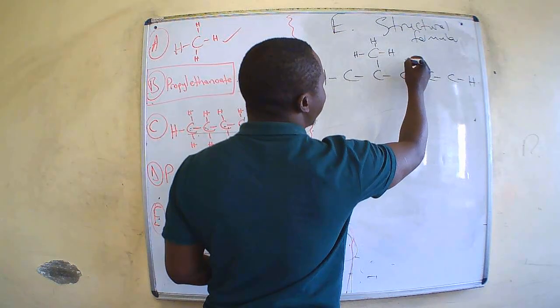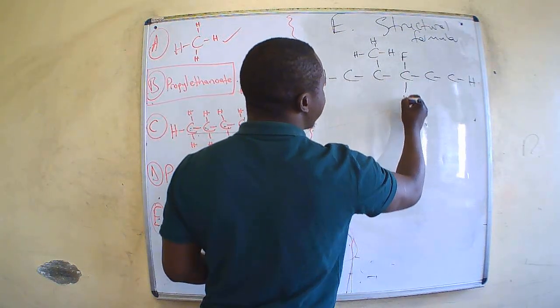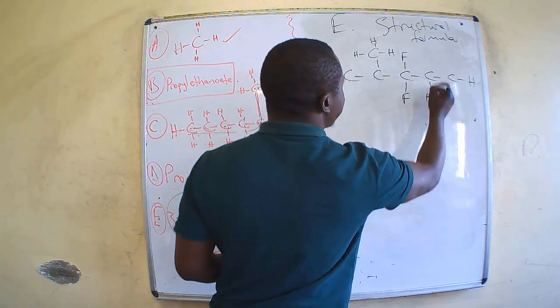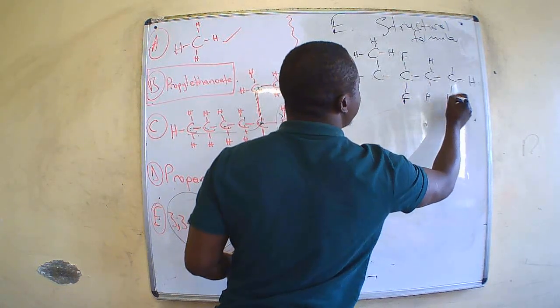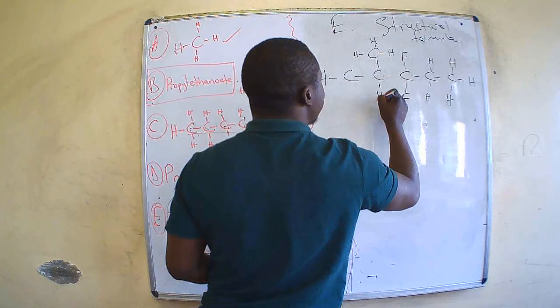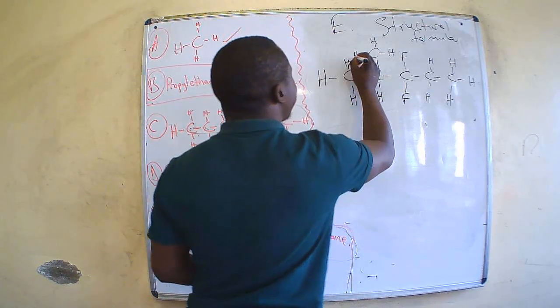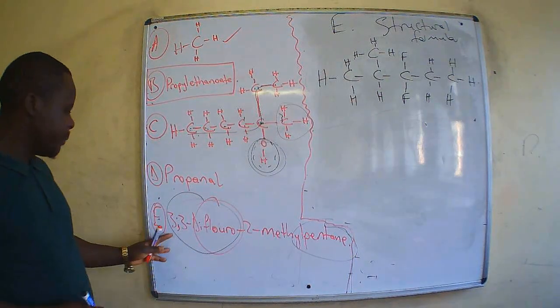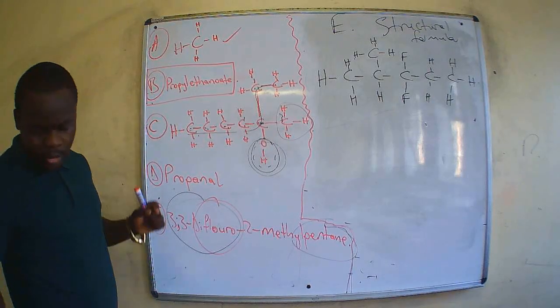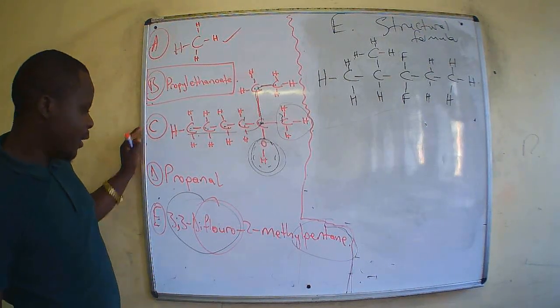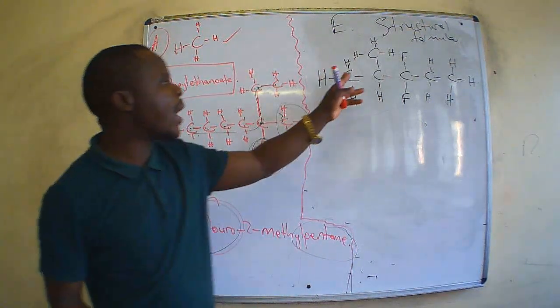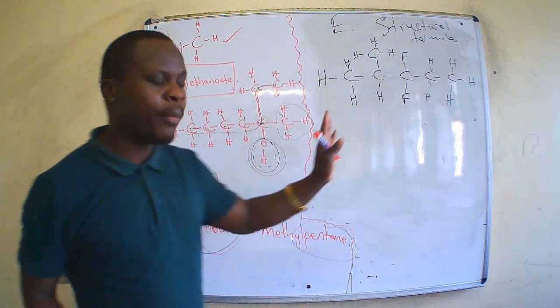So we have 2 fluorine atoms on carbon number 3, and we have this structural formula. This is going to be the structural formula of 3,3-difluoro-2-methylpentane. 1, 2, 3, 4, 5, 5 carbons for pentane.